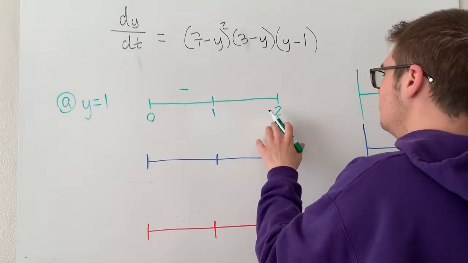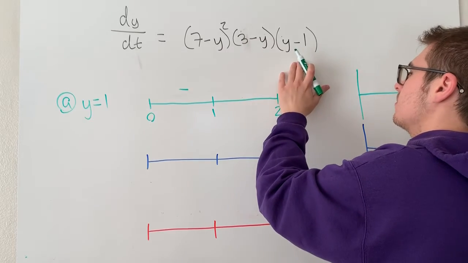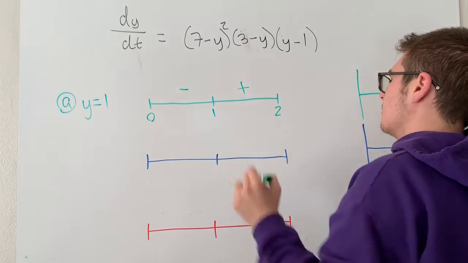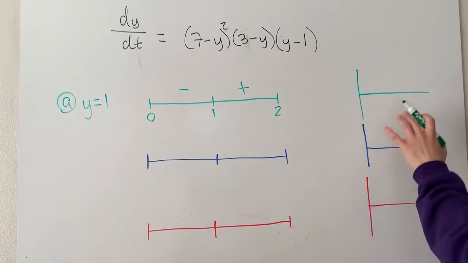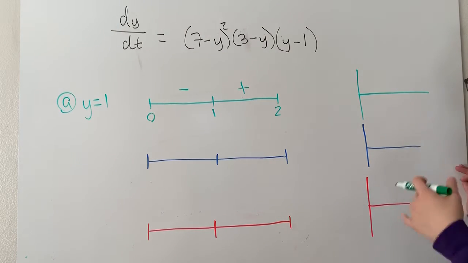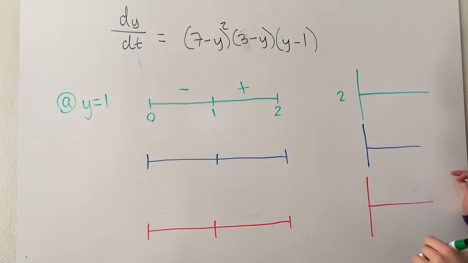Okay, let's do the same for 2. So positive, positive, positive. Good stuff. Okay, now these charts are where the money is, and let me show you exactly how we use these to determine stability.